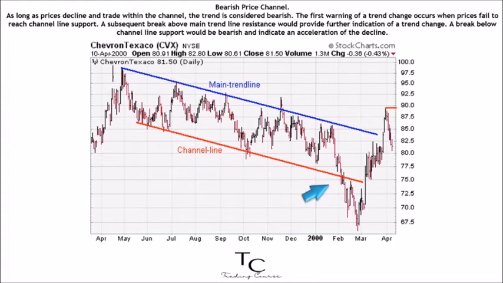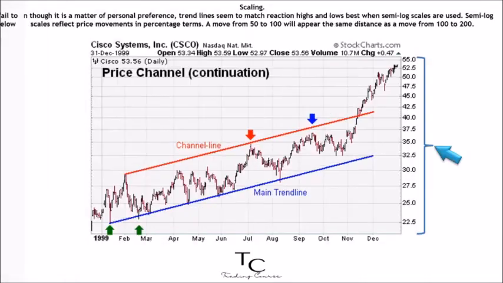A subsequent break above main trend line resistance would provide further indication of a trend change. A break below channel line support would be bearish and indicate an acceleration of the decline.